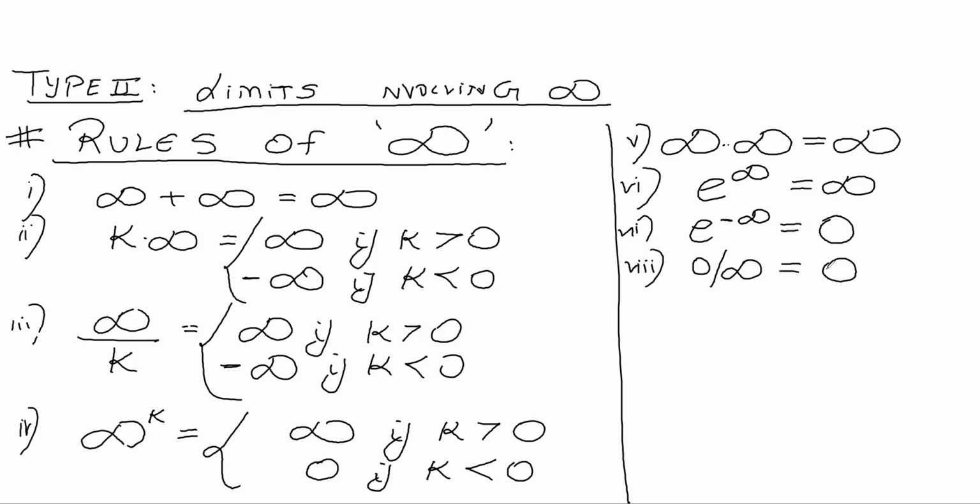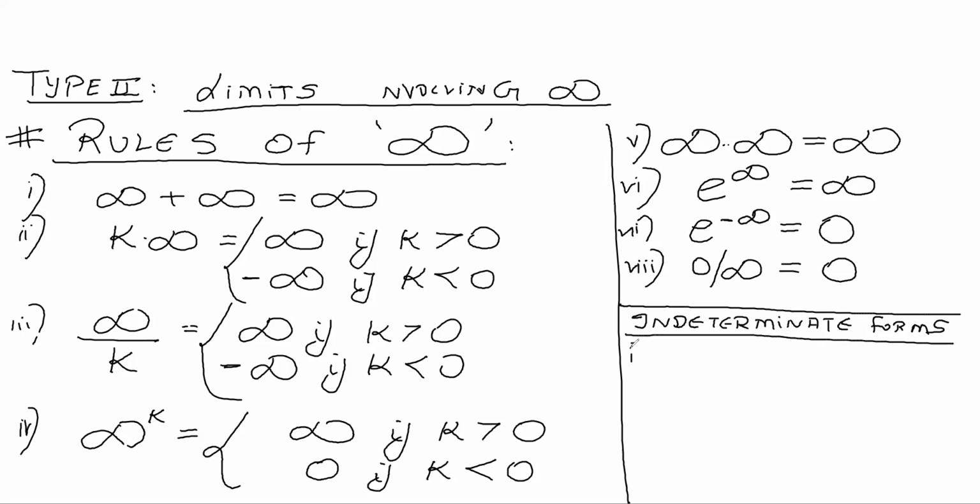So I hope so far it's clear to all the students, the rules of infinity. And guys, then we write some indeterminate forms. We don't know these values. So write indeterminate forms. Indeterminate forms means we do not know their value. So we don't know the value of infinity minus infinity. You can think that research is still going on these.